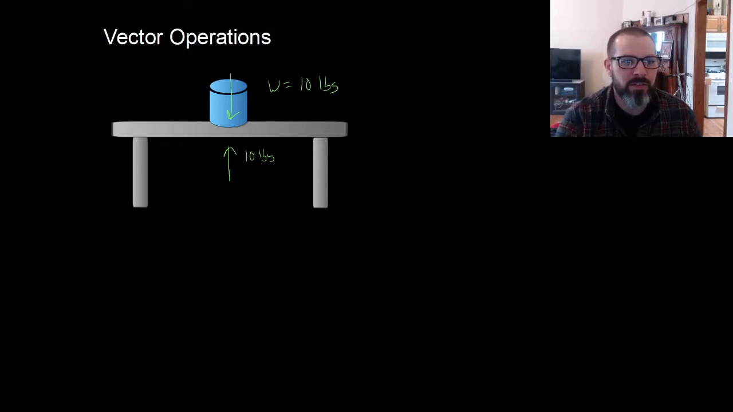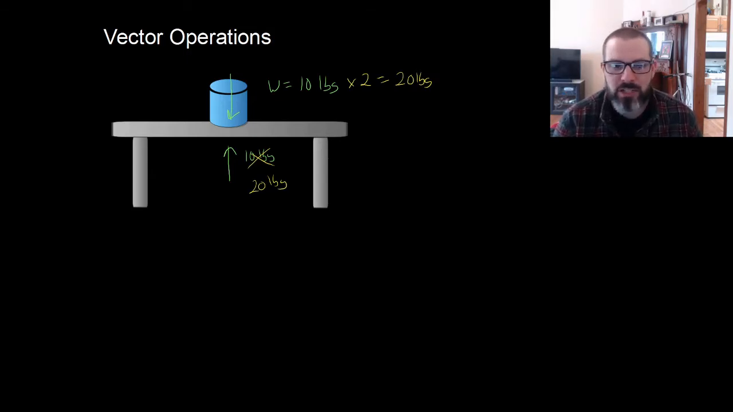Well, let's say that I double the size of the can so that I double its weight. So we're going to say we have 10 pounds times 2. Well, then we'd have 20 pounds. And our reaction force would now be 20 pounds. So the magnitude changes. If I double 10 pounds, I have 20 pounds. What does not change is the direction. Since this is a weight acting down, this weight still acts down.